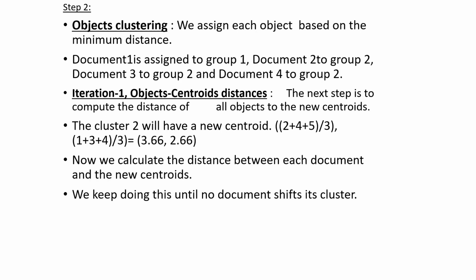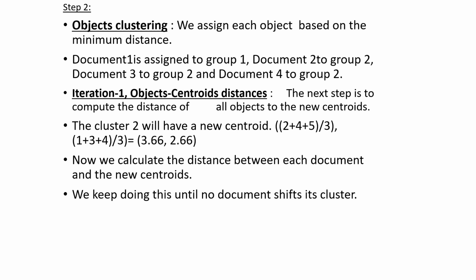Now, since document 3 is assigned to cluster 2, we have to recalculate the centroid of cluster 2. Then we try to pull in document 4 to either of the two clusters. We calculate the new centroid, and we observe that document 4 goes to group 2. After pulling document 4 into cluster 2, we again calculate the new centroid.